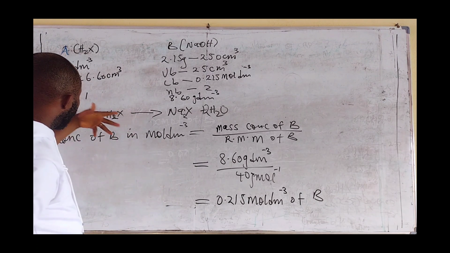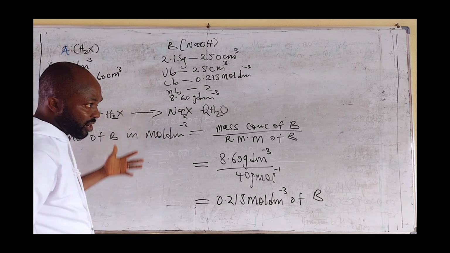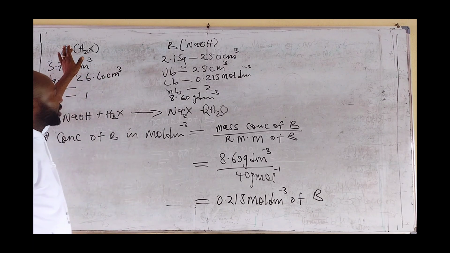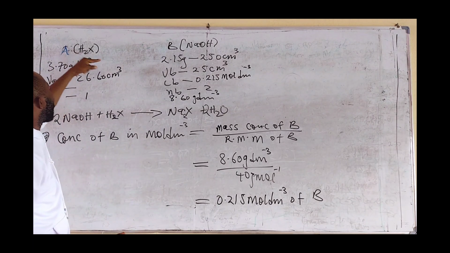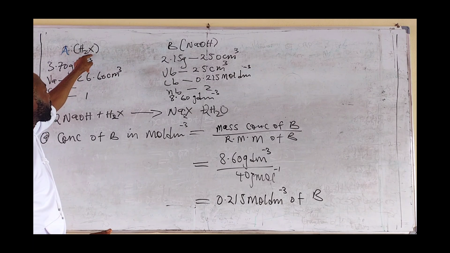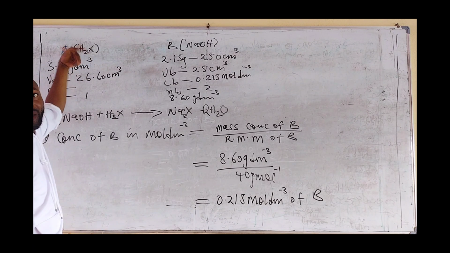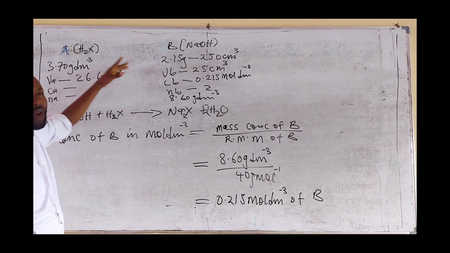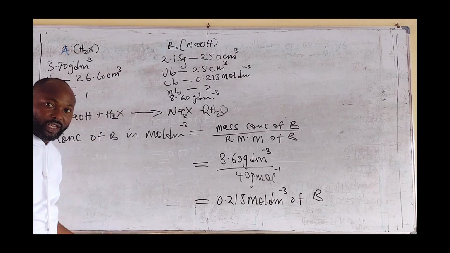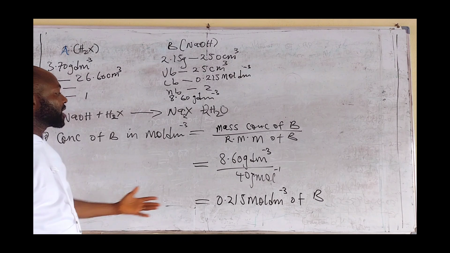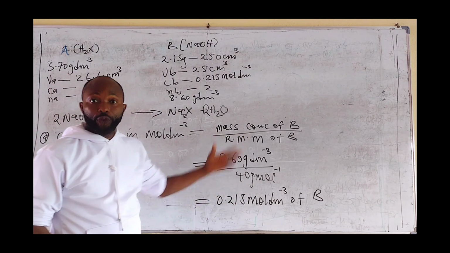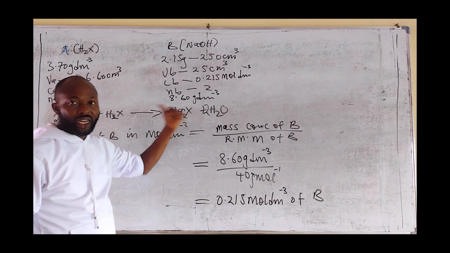Remember, this formula we use, which is mass count over relative molecular mass, cannot apply here. Because here we have the acid is H2X. We don't know what X is. X is unknown. So we cannot calculate the relative molecular mass here. So the only way we can go about this is to use the CAVA. And that is why I think they asked us to get the molar count of the B first. Because by that, we can now get out A.